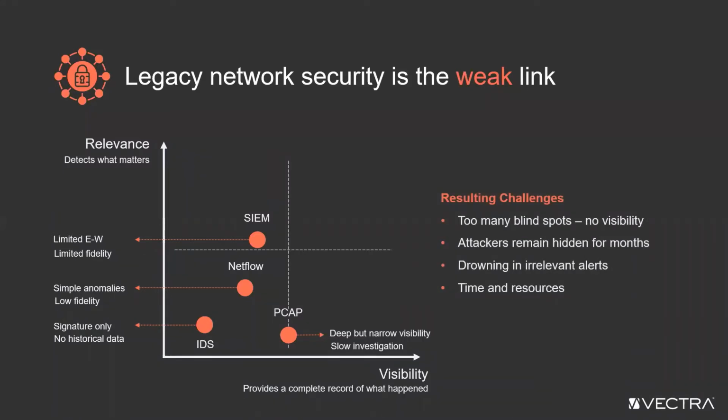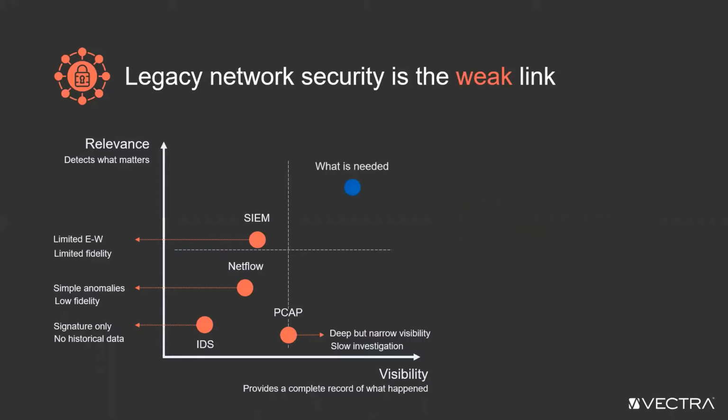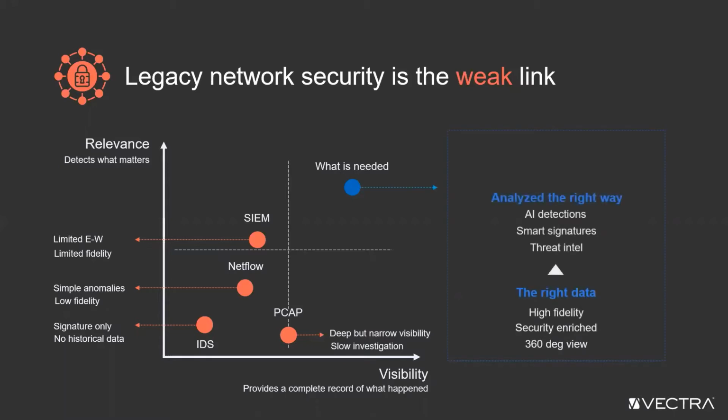Your attackers could remain hidden for months if you're going for PCAP and you're having to trawl through mountains and mountains of irrelevant data, and that costs time and resources. So we need something that offers a high amount of relevance. It's only showing you the information you need to see, but also a huge amount of visibility. So you need to know what's happening in your network to be able to protect it. And this is where Vectra comes into play.